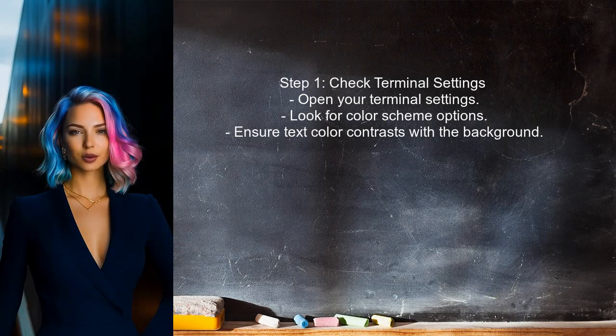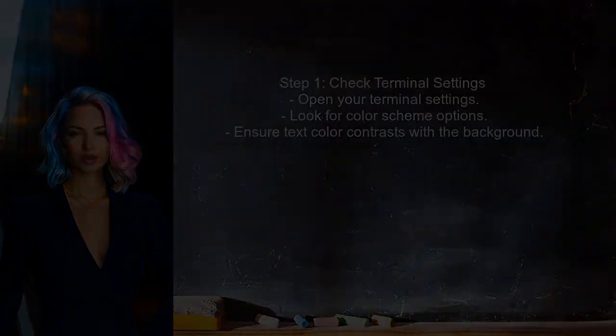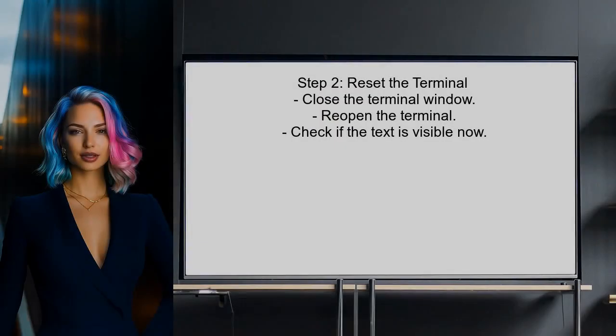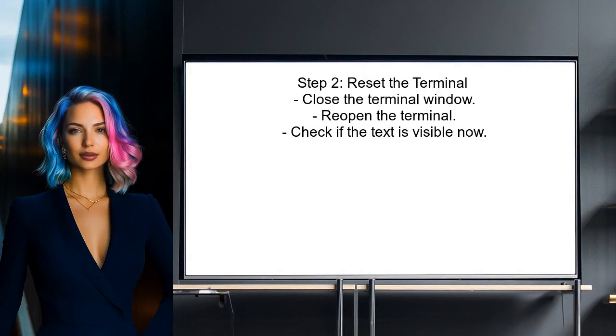To address the issue of invisible text in Git, the user should first check their terminal settings. Sometimes, the terminal's color scheme can cause text to blend into the background. Next, the user can try resetting the terminal. This can often resolve display issues. They can do this by closing the terminal and reopening it.